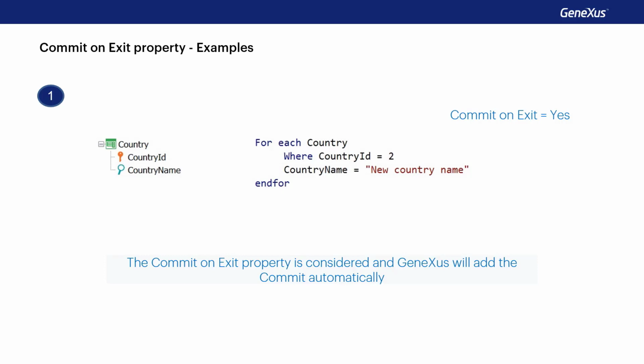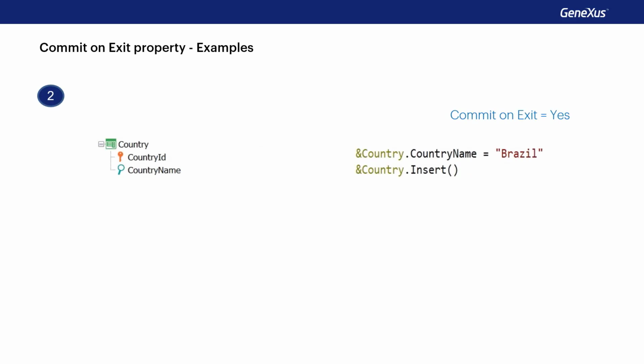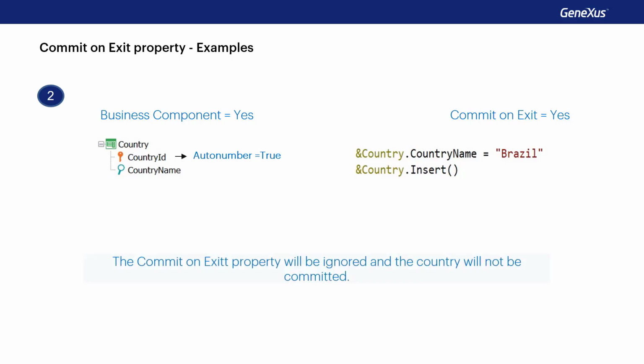Let's see the following. Consider the same country transaction, set as business component, and the source of the procedure shown. The country ID attribute is auto-numbered, and the procedure has the commit on exit property set to yes. What will be the behavior? Since the procedure only performs operations with the business component, even if the procedure has the commit on exit property set to yes, it'll be ignored, and the country will not be committed. To achieve this, it's necessary to add the commit command explicitly. Let's move on to the next example.